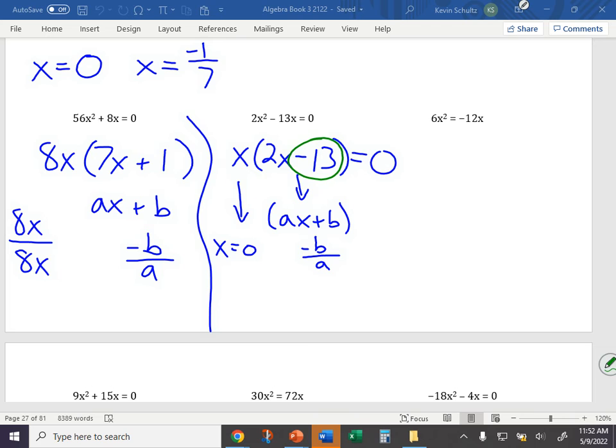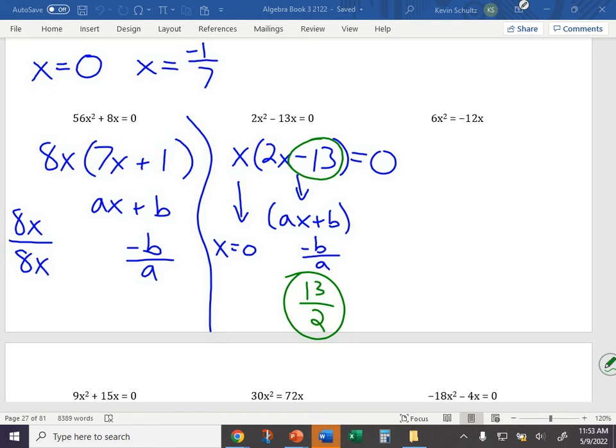The opposite of a negative, yes. 13 over 2. The opposite of a negative 13 will be a positive 13. And then we're dividing that by our a term, which you don't have to do anything to. That's just straight up what it is, 13 halves. So x is 0, x is 13 halves. Okay?